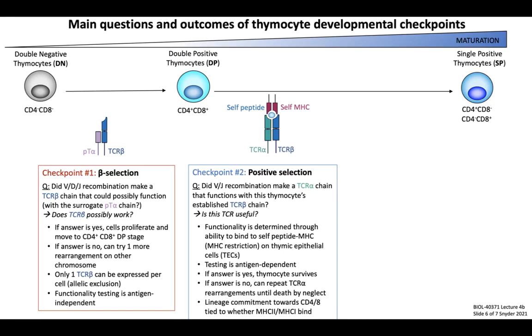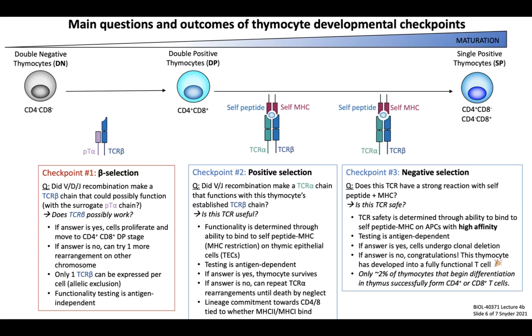Lastly, note that the strength of the binding interaction or affinity of the TCR to self-peptide MHC will only yield a successful T cell if this TCR has moderate affinity, as high affinity TCRs will be removed in the next checkpoint of thymocyte development. Negative selection occurs with cells that successfully pass through the positive selection checkpoint and serves as a final checkpoint which determines the safety of candidate TCRs.